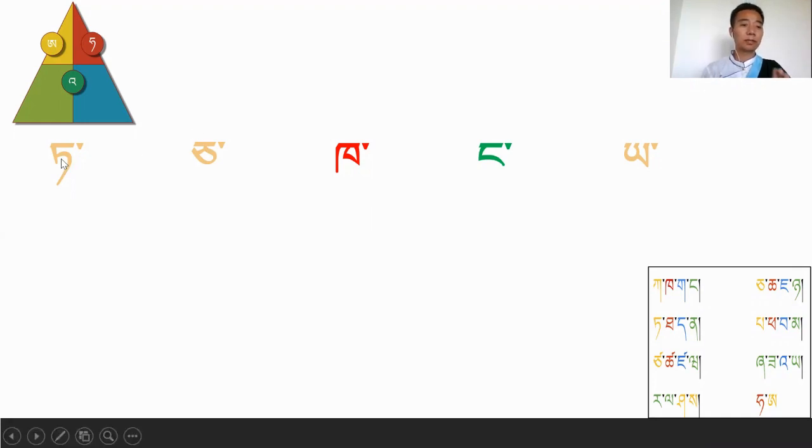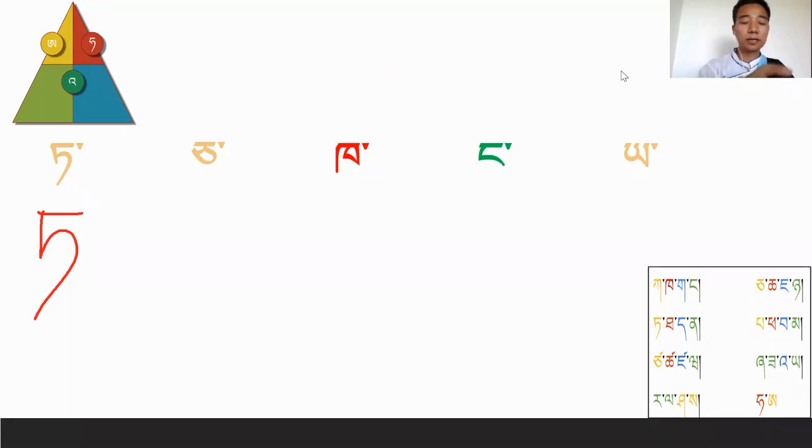The first one is ta. It's a high tone. So how to write ta? You can write it like this. This is ta.